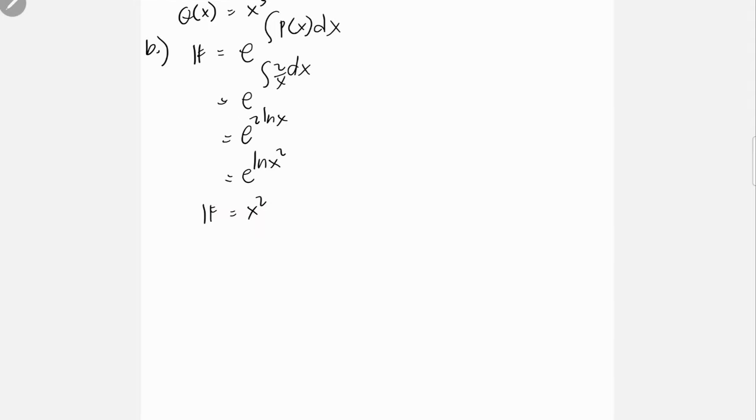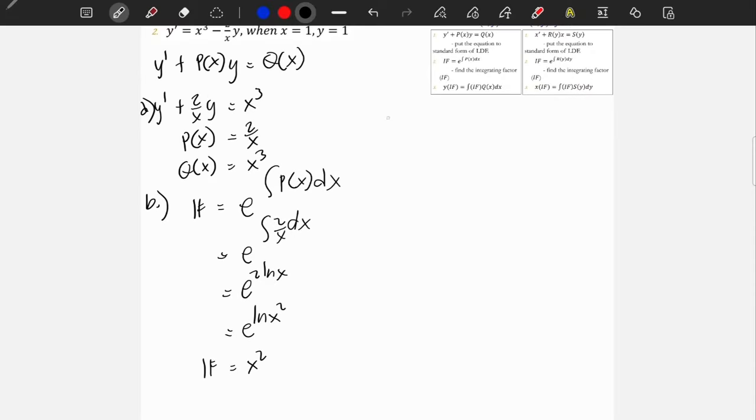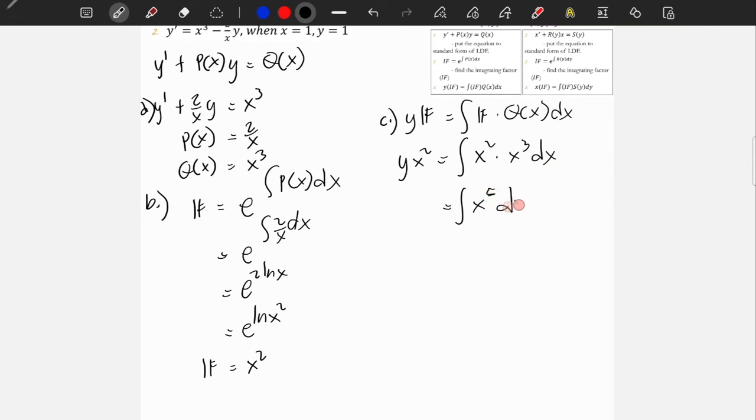Third step is to use the formula. Since this is linear in y, the formula is y times IF equals integral of IF times Q of x dx. Y times IF is x squared y, equals the integral of IF, x squared, times Q of x, x cubed, dx. X squared times x cubed is x to the power of 5 dx. And the integral of x to the power of 5 dx is x to the power of 6 over 6 plus c.